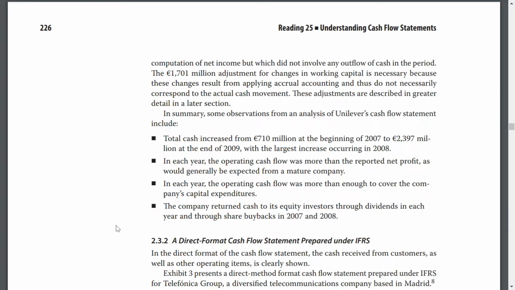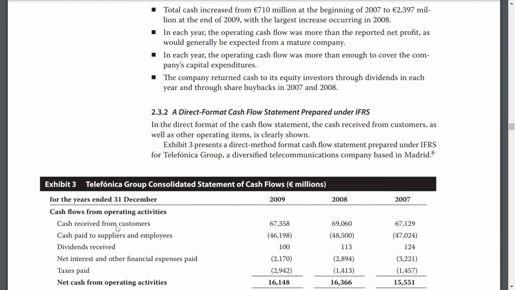In summary, some observations from an analysis of Unilever's cash flow statements are included. A direct format cash flow statement prepared under IFRS: in a direct format of the cash flow statement, the cash received from customers as well as other operating items is clearly shown. Exhibit 3 presents a direct method format for a cash flow statement prepared under IFRS. The Telefónica Group, a diversified telecommunication company based in Madrid.